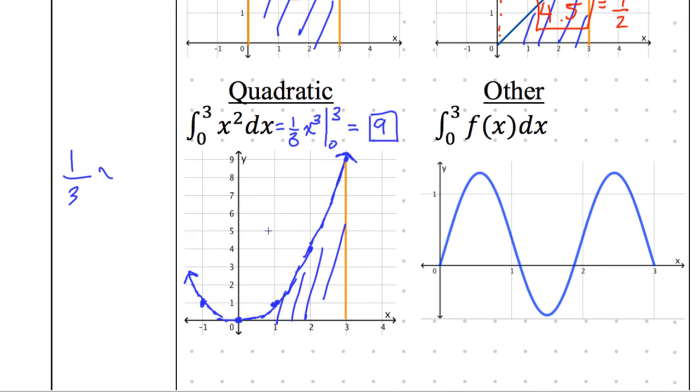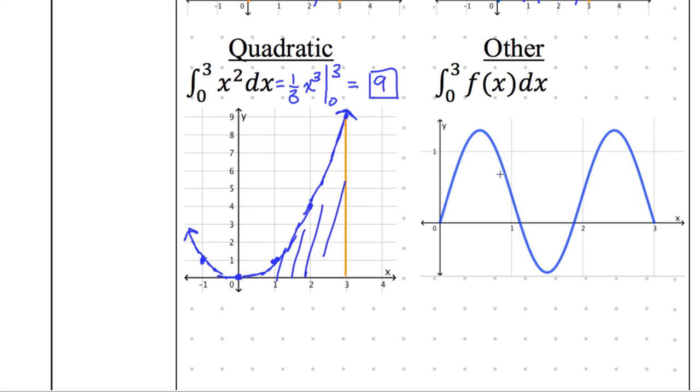And I'm going to stop teasing you guys. You can't do this. It's impossible to do. This is the reason why we invented calculus. So graphically, you can only do it algebraically. Do a sad face. Can't do it graphically.